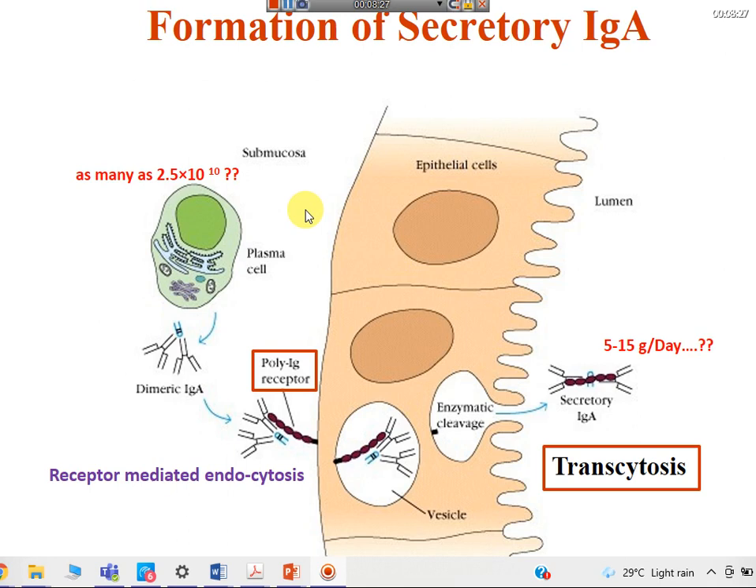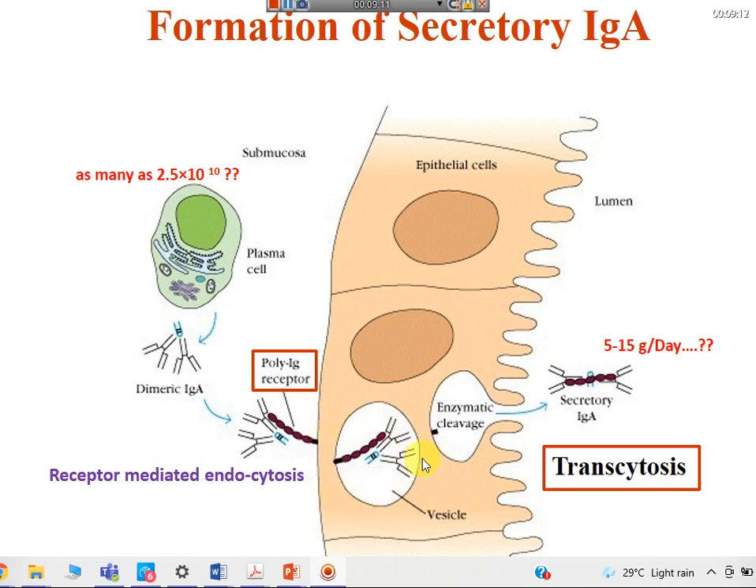In the submucosal layer, millions of plasma cells actively secrete dimeric IgA, and this dimeric IgA has its receptor on the basal side of the epithelial lining. This is a poly Ig receptor because it has multiple immunoglobulin domains. So this dimeric Ig, actually the J chain, interacts with the receptor, and once this dimer gets bound to this poly Ig receptor, it gets endocytosed. So this is a kind of receptor mediated endocytosis.